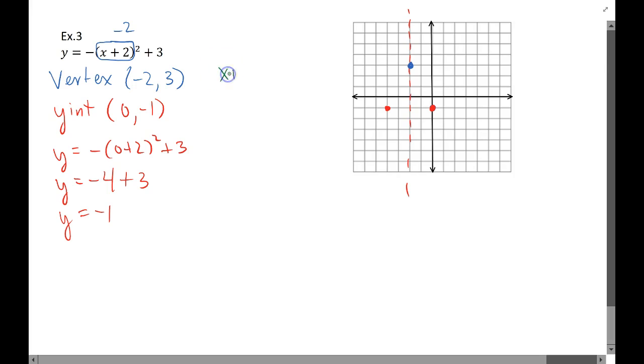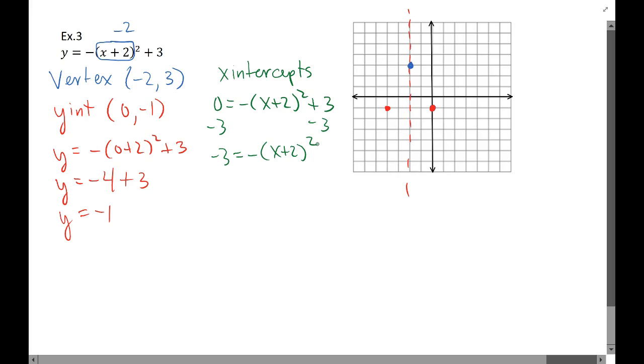So for our x-intercepts, plug 0 in for y again. So 0 equals negative times x plus 2 squared plus 3. Again, opposite of order of operations. Subtract the 3 first. And so -3 equals negative times x plus 2 squared. If we had to take the square root from here, we would get no solution, but there's a negative in front of the parentheses, which is like a -1. So if we divide by -1 on both sides, we get a 3 on the left equals x plus 2 squared. So square root both sides.